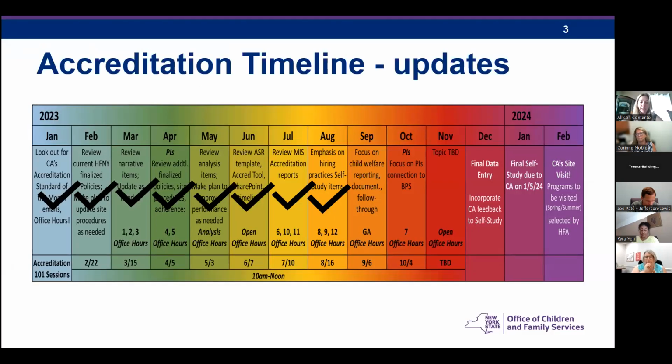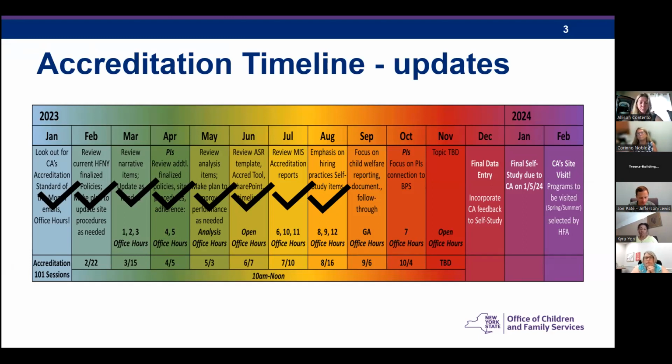So just a quick look at our timeline. We're moving along. We are obviously in September already. So today's 101 will focus on GAs. But again, diving in a little bit more with the child welfare reporting and documentation, because there's some new requirements and tracking and follow through that is required. So we'll spend some time taking a look at that.